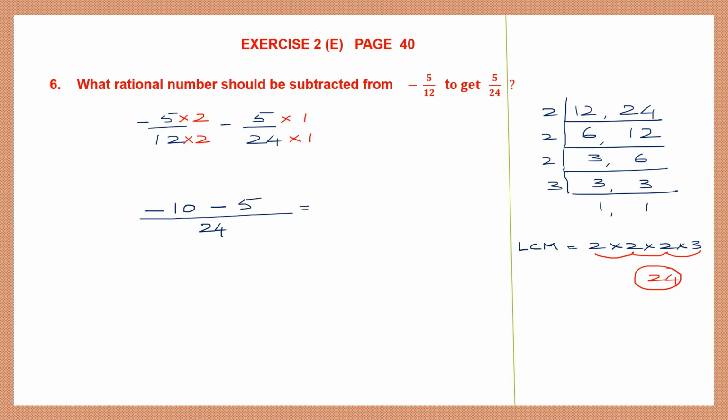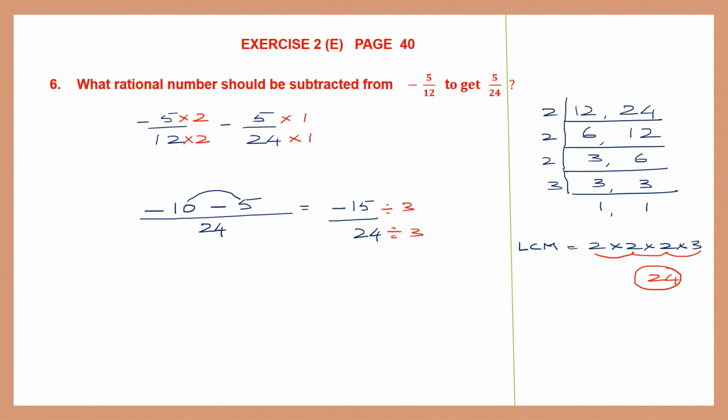Now minus 10 minus 5, signs are the same. So put the same sign and add. 10 plus 5 is 15. Add 10 and 5, these two numbers add up. So we get 15. So that is minus 15 by 24. Now 15 and 24 can be reduced to the lowest term. Both are divisible by 3.